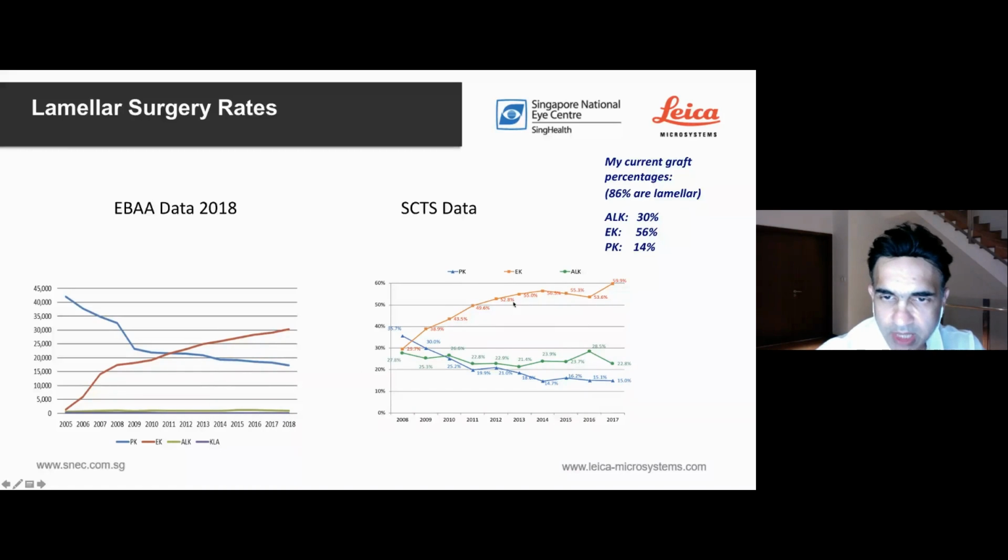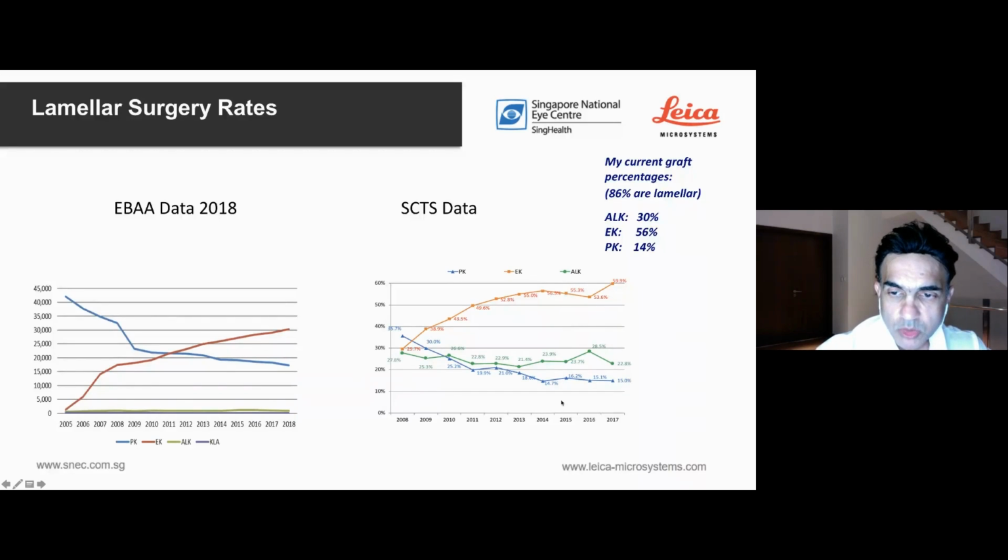In Singapore, it's a slightly different story, where EK became the dominant procedure back in 2008, 2009. You can see the curve rising up over here. DALK is our second dominant procedure, and PK is relegated down into third place. So I think we have to be aware that the face of corneal transplantation has changed dramatically over the last 12 years with respect to our field, and PK is no longer the procedure of choice, certainly no longer the procedure of choice for endothelial transplantation.